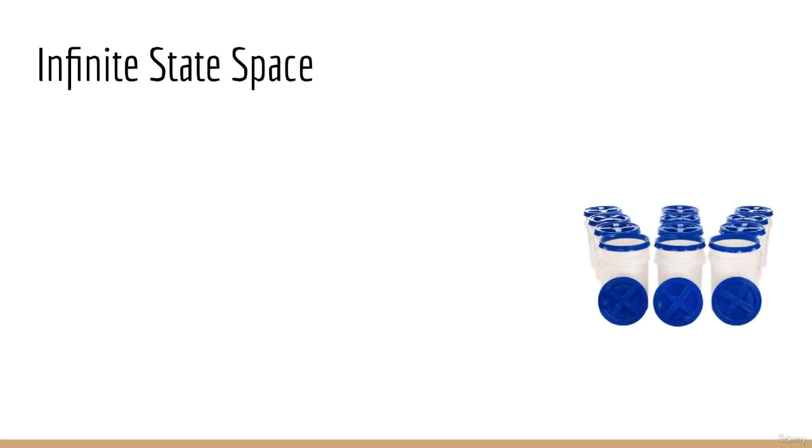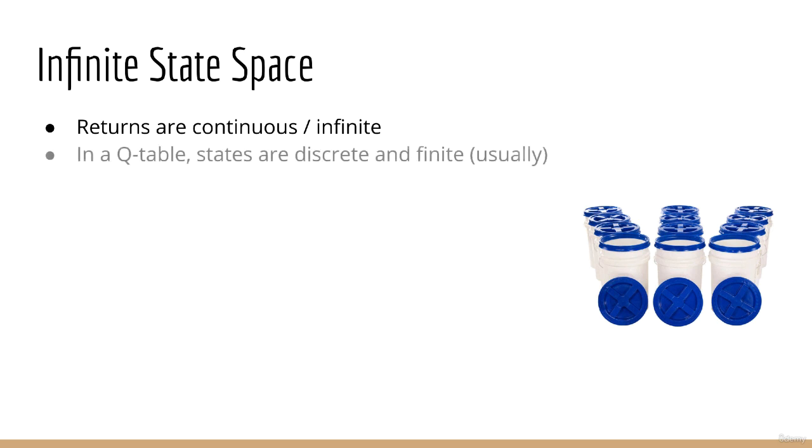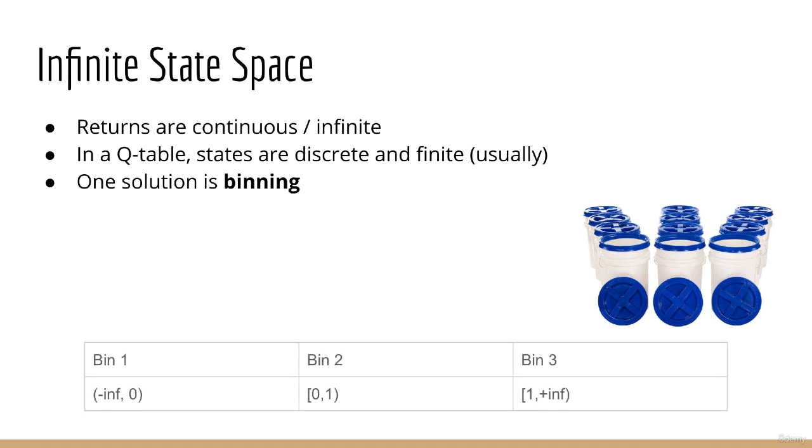Okay, but now we have a problem. Returns are continuous valued variables. There are infinite numbers of them. In order to have a Q table, our states must be discrete. And in order for our Q table to fit into memory, we must have a finite number of states. So how can we tackle this issue? One simple solution is to use binning. The basic idea is this. Let's say we have 3 bins. We can say everything from -infinity to 0 goes into bin 1. Everything from 0 to 1 goes into bin 2. And everything from 1 to plus infinity goes into bin 3. So that's binning. You can take an infinite number of values and squash them down into a finite number of discrete bins.